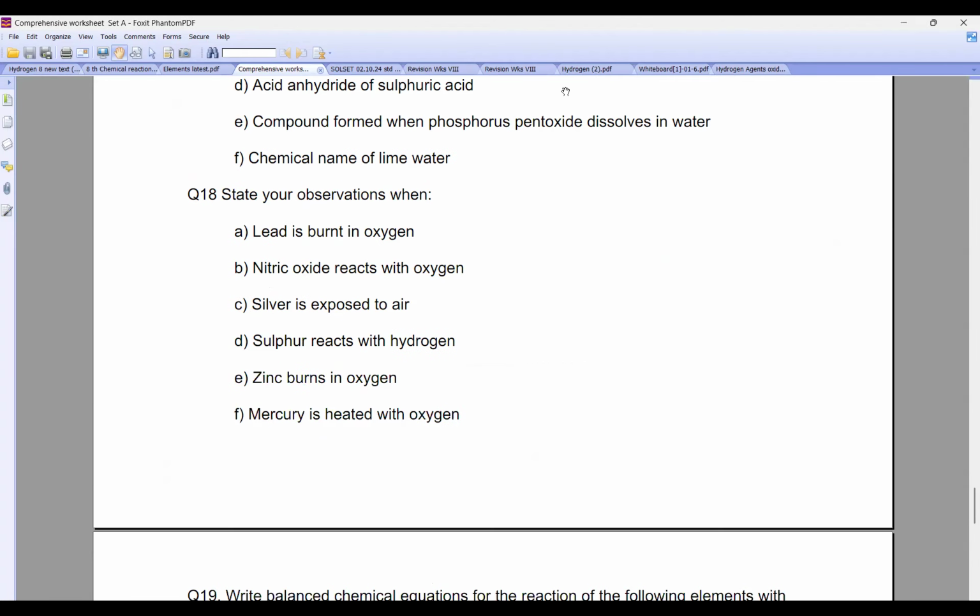Write your observation. Sulfur reacts with hydrogen, so what will you say? A rotten egg smell gas is produced.